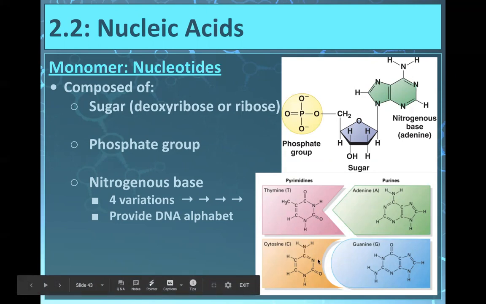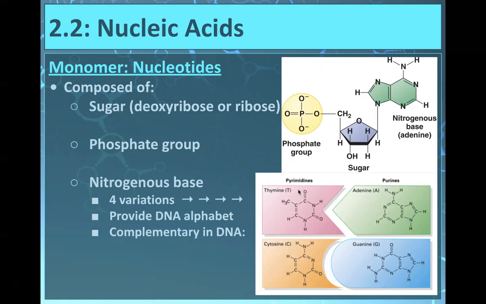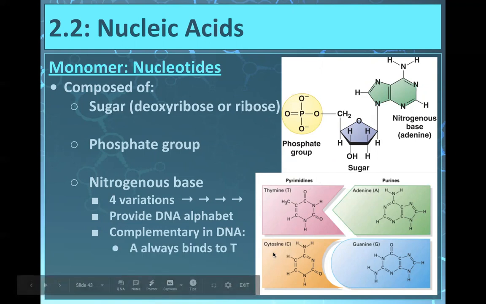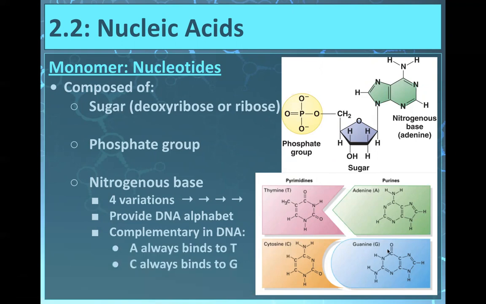And a really important feature of these nitrogenous bases is that they are complementary to each other. So thymine will always bond with adenine. Okay, so on one DNA strand, adenine will always be matched with thymine. Okay, same thing with cytosine and guanine. C will always complement G.